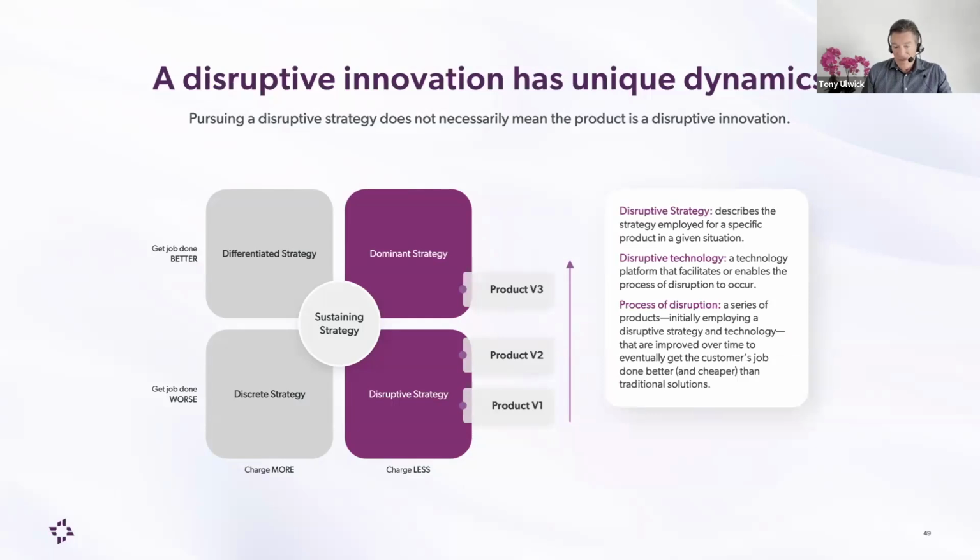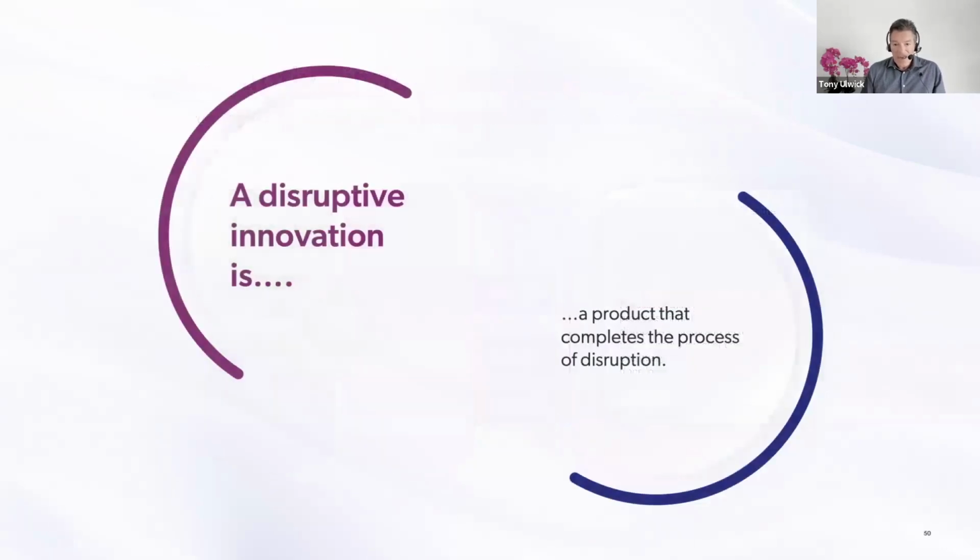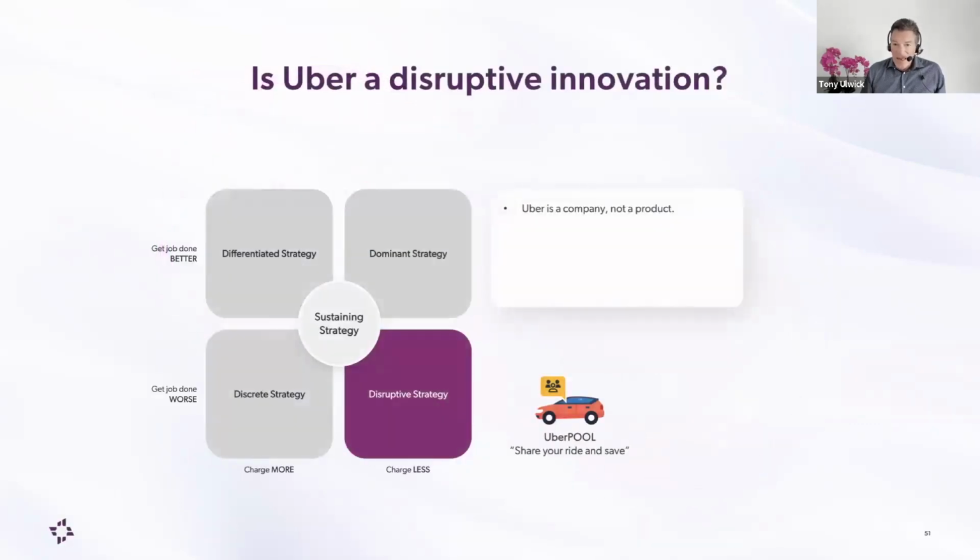So this happens over some period of time again, where initially it's down in the disruptive strategy, but now you're pursuing a dominant strategy, getting the job done better and cheaper. So this is the process of the disruption. It's when disruptive innovation, I should say, is when this process is complete. And to illustrate the example here, people often throw out the question: is Uber a disruptive innovation? Well, the quick answer is Uber is a company, not a product. So Uber as a company is not a disruptive innovation.